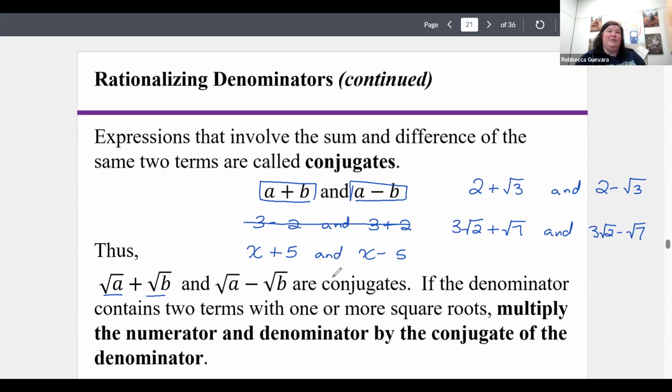are conjugates. If the denominator contains two terms with one or more square roots, we like to multiply the numerator and the denominator by the conjugate of the denominator. So we'll do this and we're going to see why it's going to work.